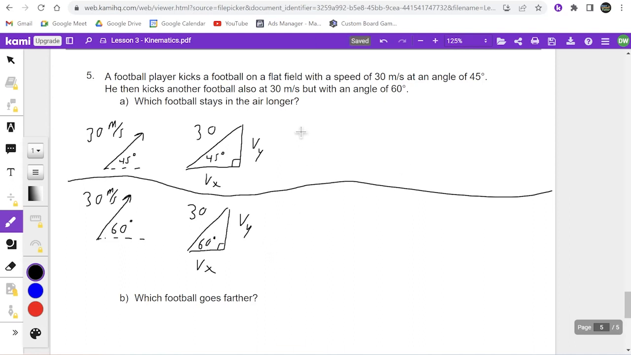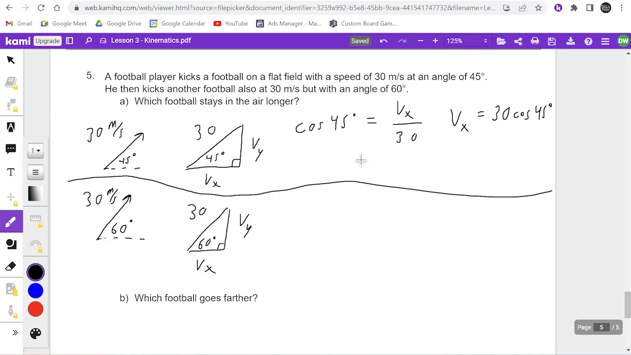First, if you want to solve for Vx, for instance, you're going to need cosine. You're going to need the cosine of 45 degrees. Why? Because cosine is the adjacent, which is Vx, divided by the hypotenuse, which is 30. So we get Vx over 30. If you want to solve for Vx, you need to multiply both sides by 30. So Vx equals 30 times the cosine of 45, which we can plug in a calculator later.